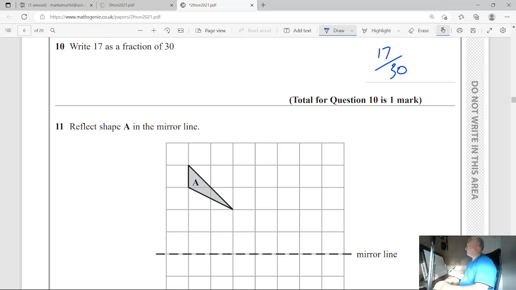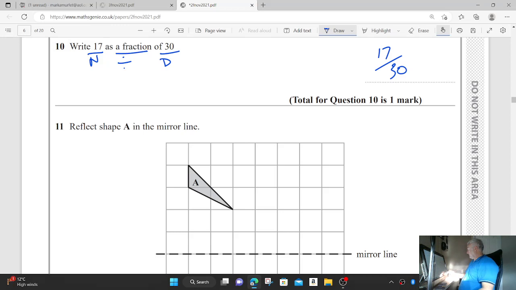Okay. So again, type it into your calculator. Numerator as a fraction of denominator. Okay. 17 divided by 30. And even if you didn't want to use the fraction key, you could just put in 17 divided by 30 equals, and that will give you the same answer.